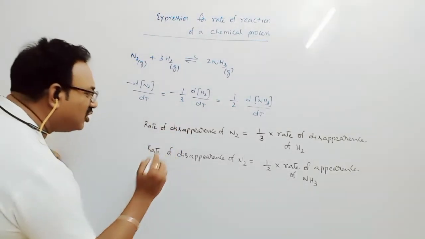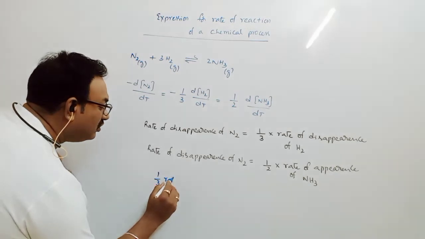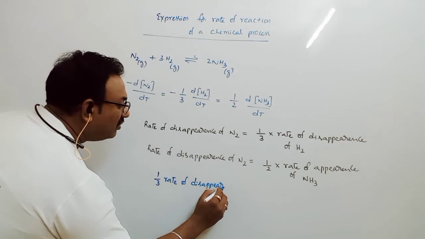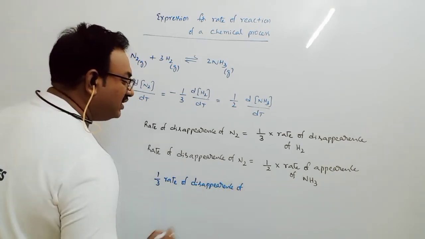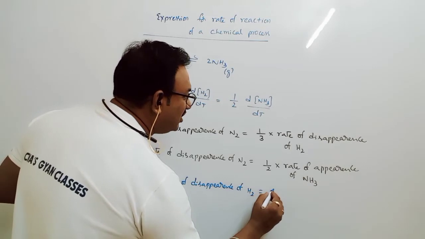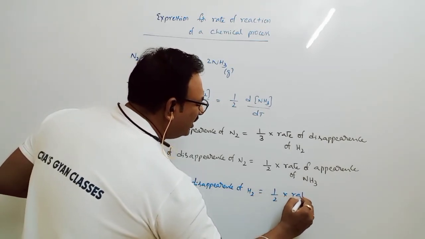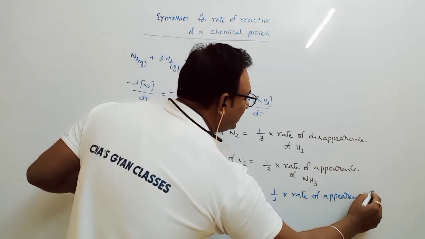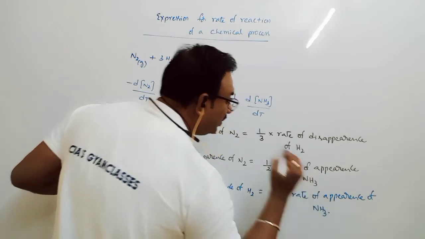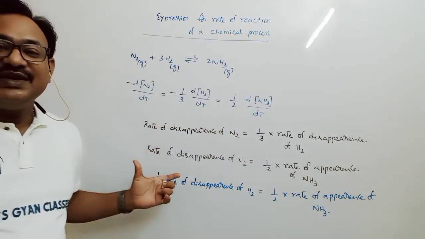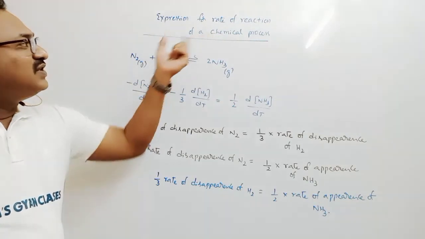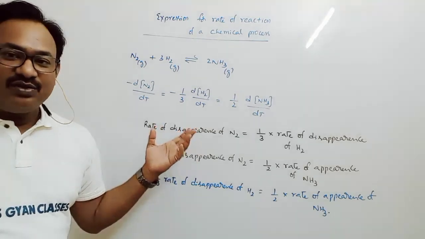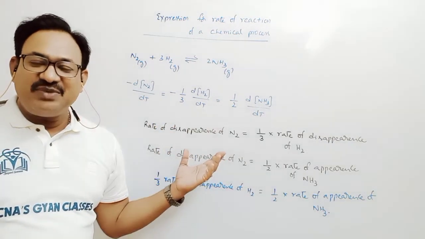Okay. And one more point there. 1 by 3 into rate of disappearance of H2 is equal to 1 by 2 into rate of appearance of NH3. Okay, so like that you can understand. So expression for rate of reaction of a chemical process can be described like this. Okay, now let me go through one or two questions based on this topic.